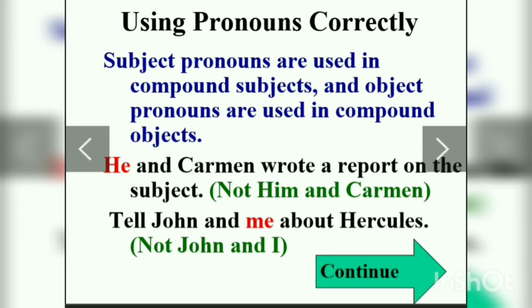Subject pronouns are used in compound subjects. Object pronouns are used in compound objects. He and Carmen wrote a report on the subject. Okay, not him and Carmen, he. Tell John and me about Hercules. Not John and I, tell me. Okay, tell John and me, not I.